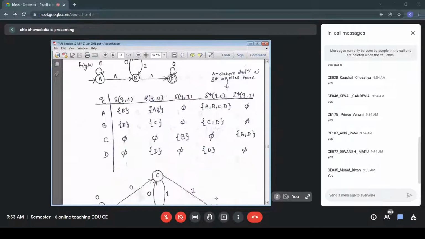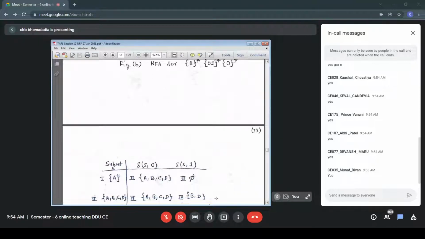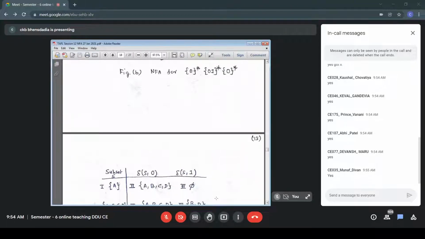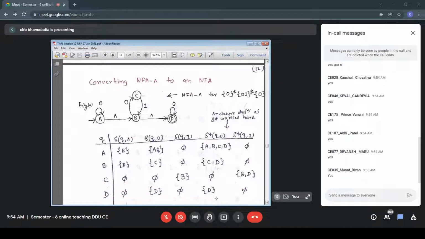So we have already encountered 3 subsets now, my states 1, 2, 3: A, B, C, D, phi. For every unique subset, there is a unique state in the equivalent DFA. So for subset A we have 1, next subset 2, next subset 3. Let's take subset 2, A, B, C, D, on 0 and on 1. It is A, B, C, D on 0, so it is the second column from the right, delta star A0.